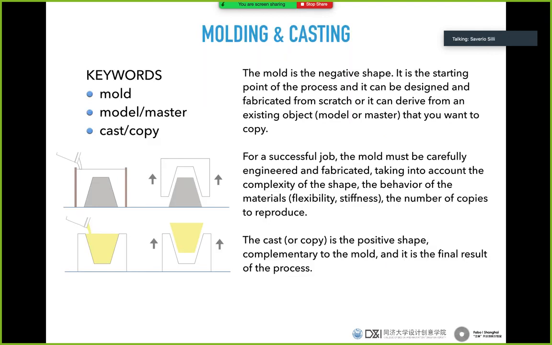So, okay, this is the same thing that I just said in words. The mold is the negative shape. It is the starting point of the process, and it can be designed and fabricated from scratch, or it can derive from an existing object, a model, or a master. In our assignment, we will create the mold. First we will create a master, then we will create a mold, and then we will create a cast. For a successful job, the mold must be carefully engineered and fabricated. You have to take into account the complexity of the shape, the behavior of the materials, if they are flexible, if they are stiff, and also you need to know how many copies am I going to make, only one or more. The cast or the copy is the positive shape, complementary to the mold, and it is the final result of the process.